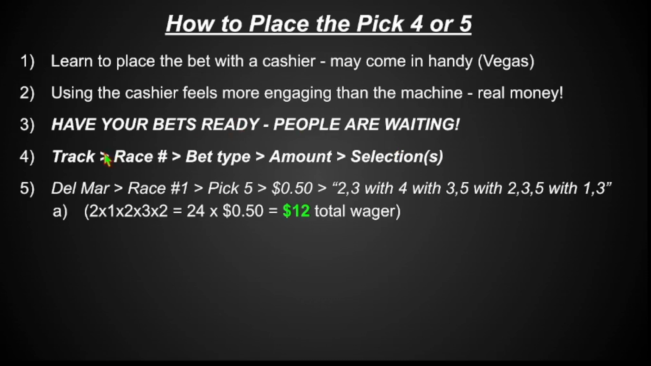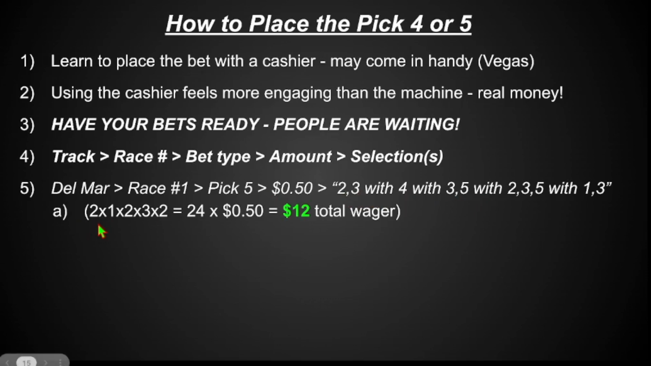But either way, the procedure is you're going to go up, you're going to tell the cashier what track you'd like to bet, the race number that your bet is on or is starting on, the bet type, the amount. This is the minimum base that you're going to be betting for a pick 5 or a pick 4, for example, and then your selections. So it might sound something like Del Mar, race number 1, a pick 5 for 50 cents, 2, 3 with 4 with 3, 5 with 2, 3, 5 with 1, 3. Every time you say with, that indicates to the teller the next race. So the 2 and the 3 in the first race, with the 4 in the next race, with the 3, 5 in third, and so on.